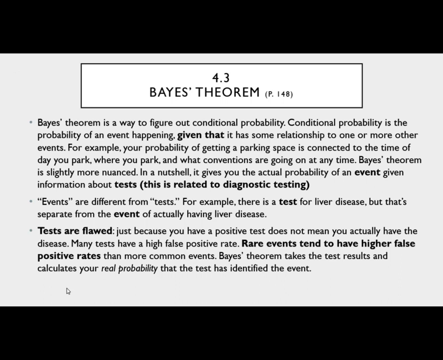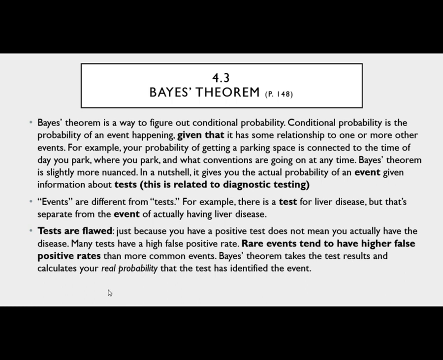All right. Bayes' theorem. Bayes' theorem is a way to figure out conditional probability. Conditional probability is the probability of an event happening given that it has some relation to one or more other events. For example, your probability of getting a parking space is connected to the time of day that you park, where you park, and what conventions are going on at any time.